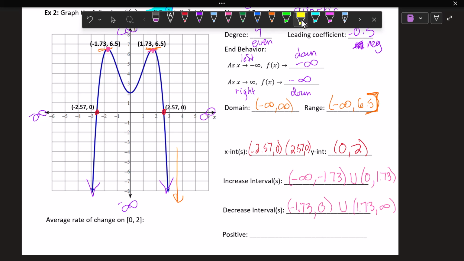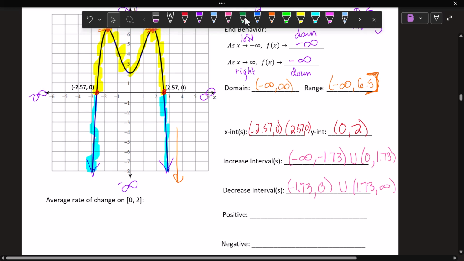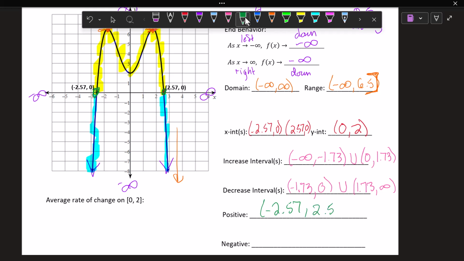Now, positive, negative intervals. Positive is just that. Negative are the two outsides, really the two end behaviors. So it's positive in the yellow, which starts here. So at negative 2.57, positive, positive, positive, up. And at 2.57, it starts becoming negative again. So it's negative 2.57, comma 2.57.